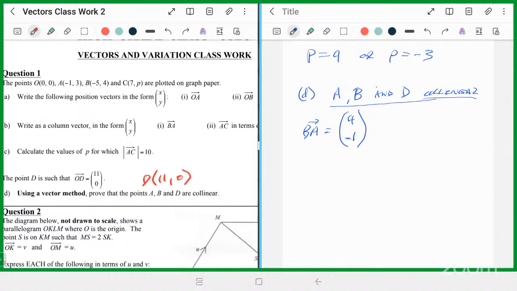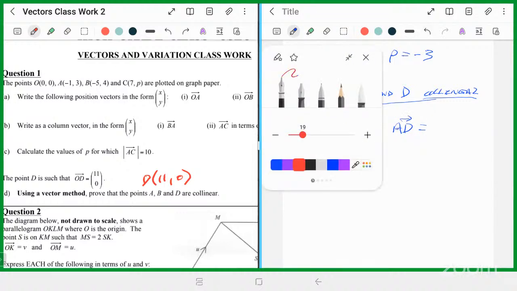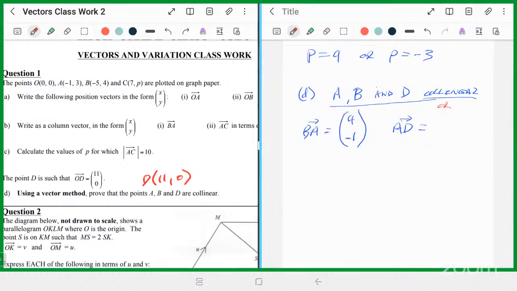So let's say, for no particular reason, I'm going to use AD. So I have to calculate the AD now. Remember, I could have used BD, so it's AD or BD. I could have used the vector BD if I wanted, but I've decided to use AD.